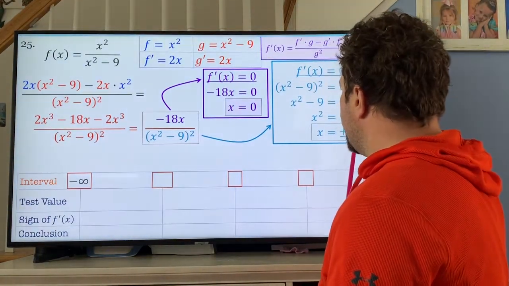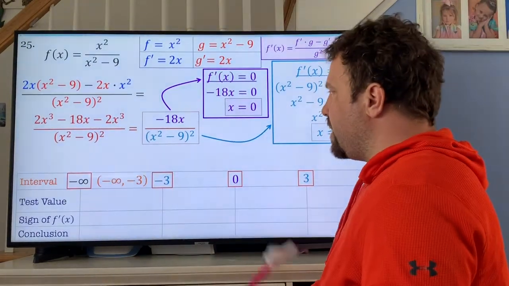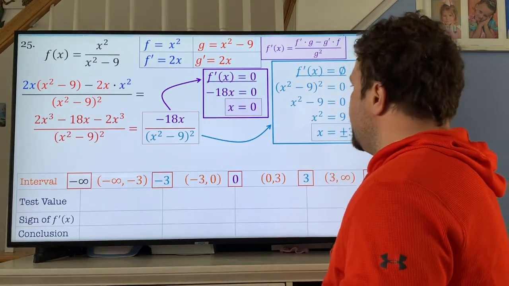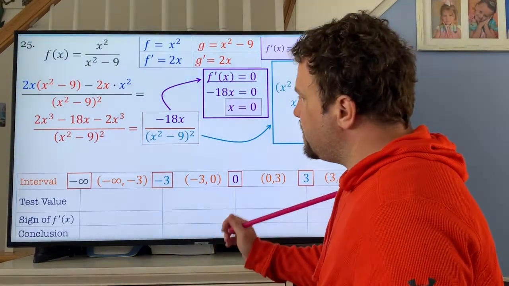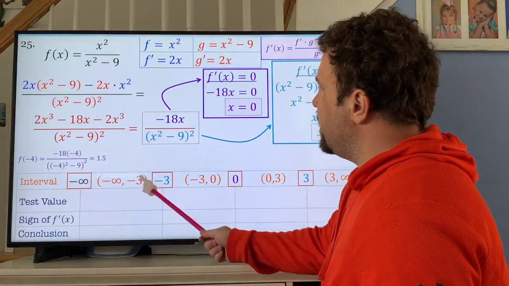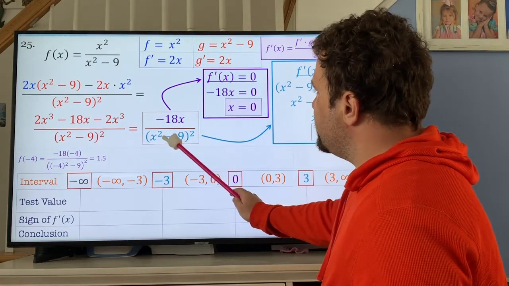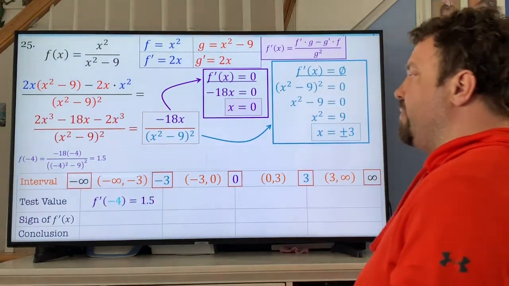So you go in order. Negative 3, 0, positive 3: negative infinity to negative 3, negative 3 to 0, 0 to 3, and 3 to infinity. 1, 2, 3, 4. You got 4 intervals here. Find a test value. So first thing we're going to do is negative 4. You plug it into this equation right here. Negative 18 times negative 4 over negative 4 squared minus 9 squared is a positive 1.5.